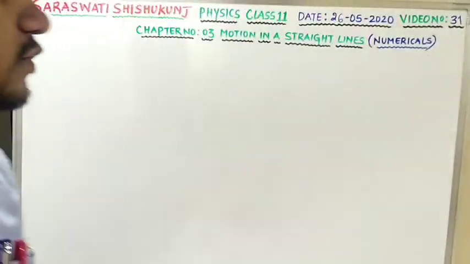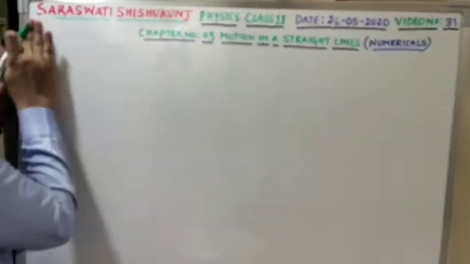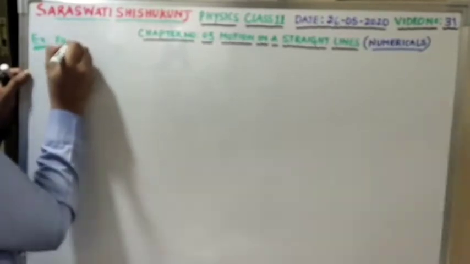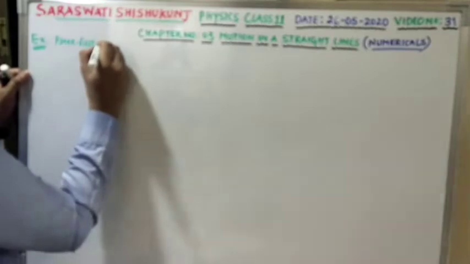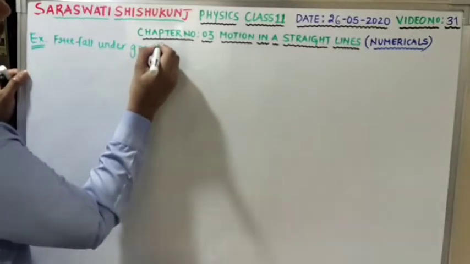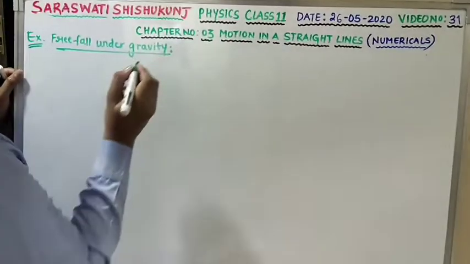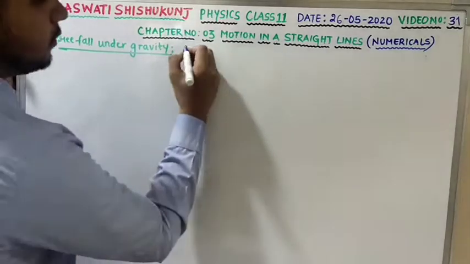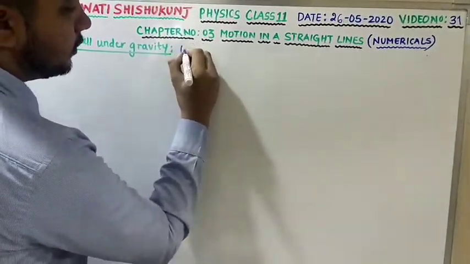Fine. The very first numerical is free fall under gravity. The very first numerical we do have, that is free fall under gravity. Now what do you mean by the word free fall? Free fall is nothing but what? When an object is released near the surface of earth.